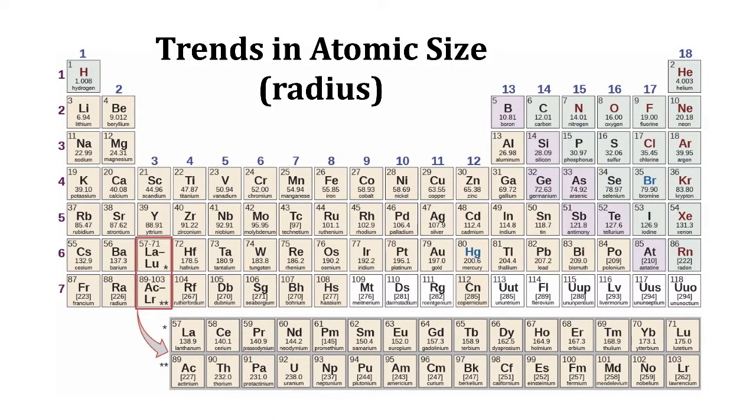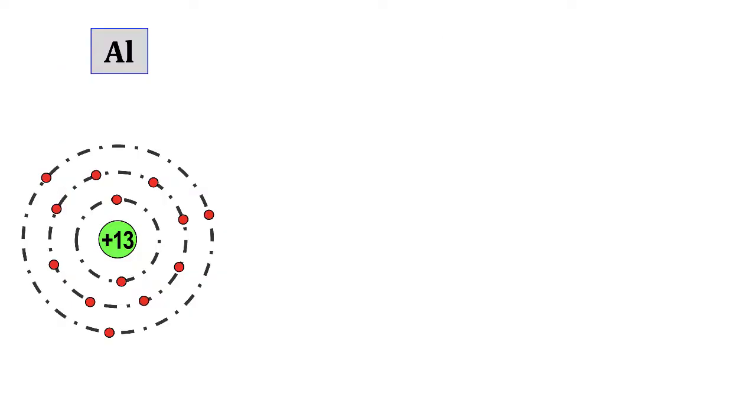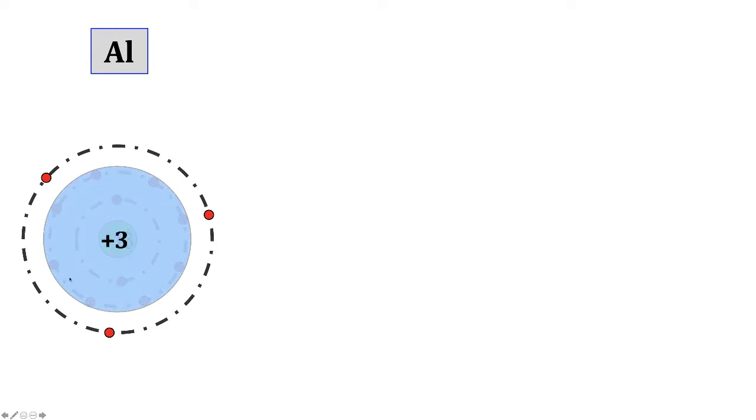Now, what about trends if we go across a period in the periodic table? As our example, we're going to use the third period. Again, we'll pick a few elements out of that third period. The first one is aluminum, positive 13 nuclear charge, surrounded by 2 electrons in the first shell, 8 in the second, 3 in the third. We have 10 inner shell electrons shielding a positive 13 charge from the nucleus. So now we have an effective nuclear charge of +3, and that is attracting these 3 valence electrons.